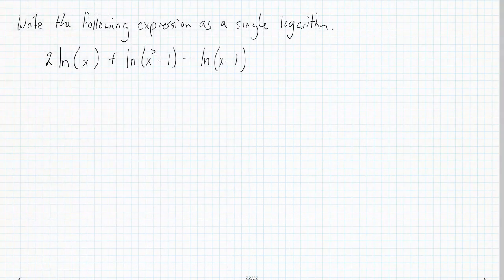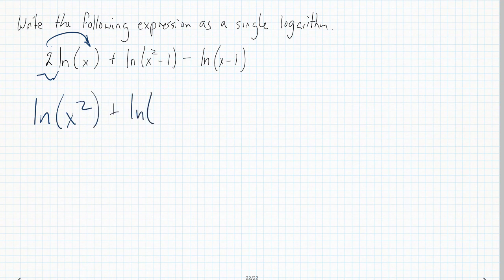Alright, last but certainly not least, write the following expression as a single logarithm. We have 2 natural log of x plus natural log of x squared minus 1 minus natural log of x minus 1. So the first thing to do, you see that 2 right there, that needs to go in before we can do anything else. So you need to use the power rule. And make sure you know all the laws of logarithms. They come in handy. Oops, x squared minus 1. Minus natural log of x minus 1.